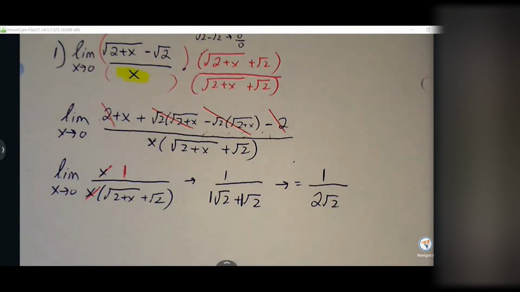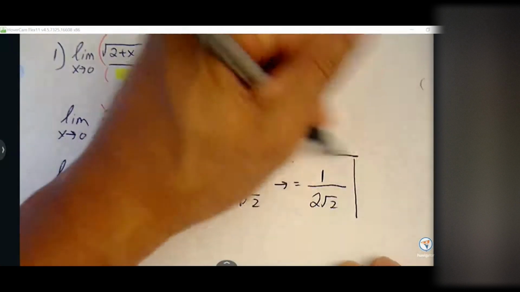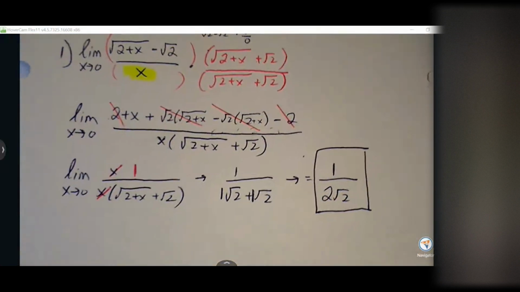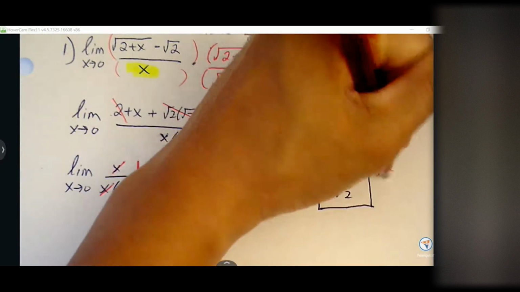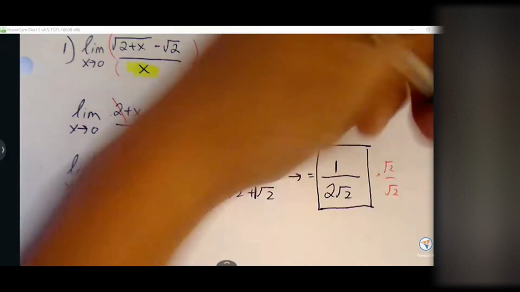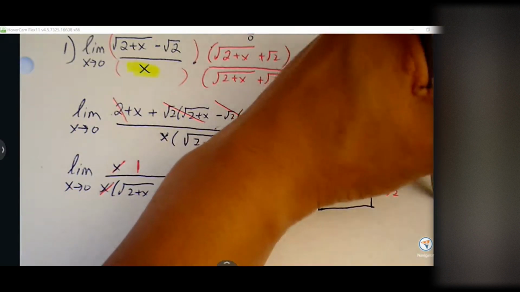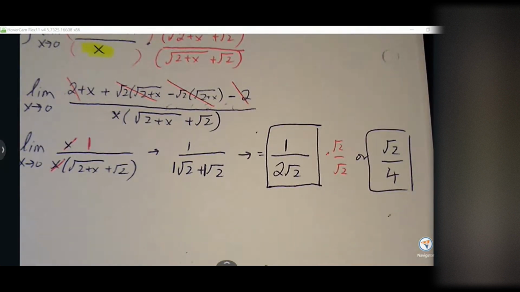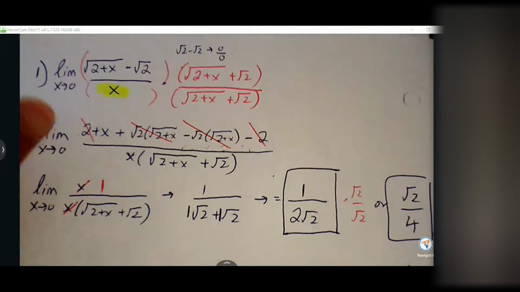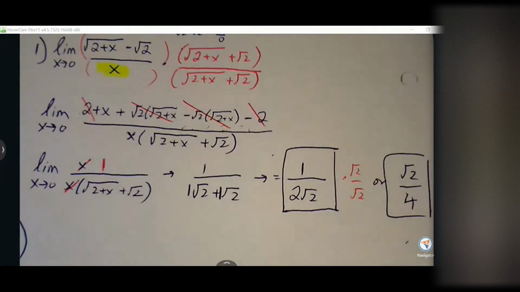You leave it like this, or you can rationalize the denominator either way, but in our course, we don't have to rationalize the denominator. If we were to rationalize it, would it be root 2 over 4? Yeah. Okay, any questions, Kwame?